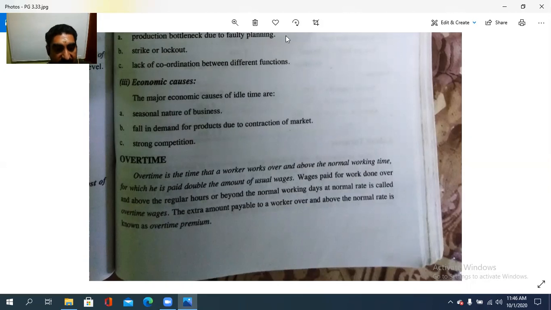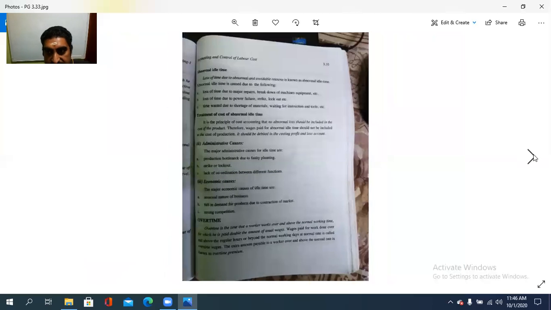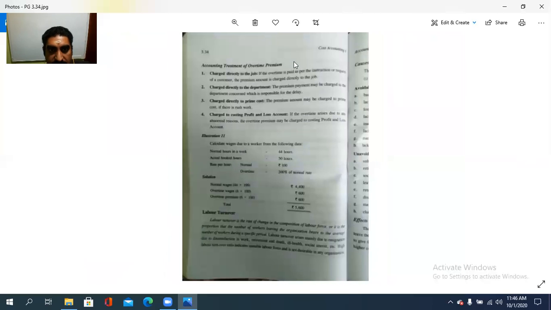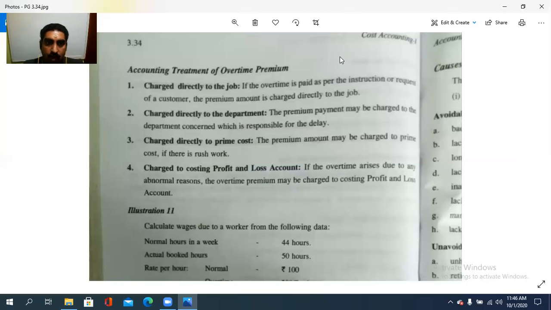പിന്നെ ഇനിയിപ്പം കുറച്ച് തിയറി പോർഷൻസ് ആണ്. ദാറ്റ് ഈസ് വൺ ഈസ് ദ ഓവർ ടൈം, ദെൻ ഐഡിൽ ടൈം. വി സി ഐഡിൽ ടൈം ആൻഡ് ഓവർ ടൈം ആൻഡ് അക്കൗണ്ടിംഗ് ട്രീറ്റ്മെന്റ് ഓഫ് ഓവർ ടൈം premium. That is charged directly to the job, charged directly to the different department, charged directly to the prime cost, because it is direct, indirect അല്ല.